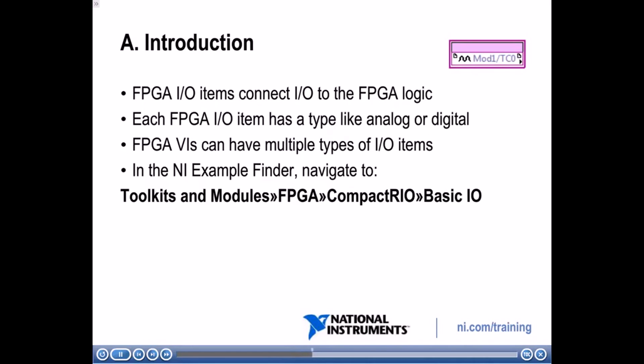FPGA VIs can have multiple types of IO items. They can have analog inputs, outputs, digital IO. There might be several digital IO lines on a particular FPGA VI. If you go to the NI Example Finder, you can navigate to Toolkits and Modules, FPGA, CompactRIO, Basic IO, if you want to take a look at some examples of different IO that you're using on an FPGA.